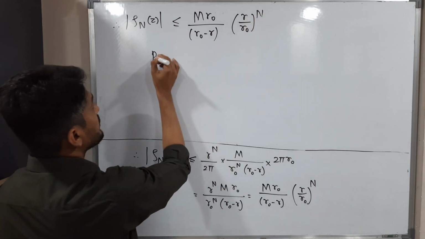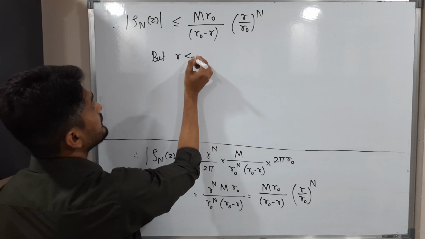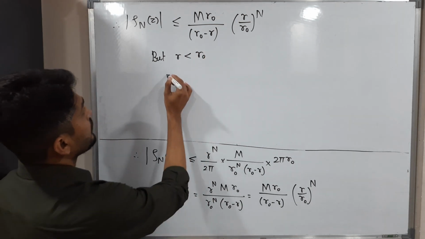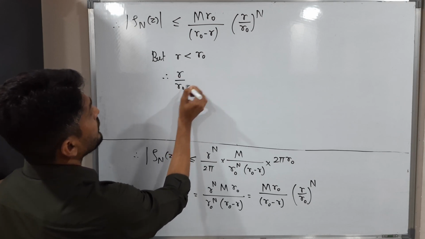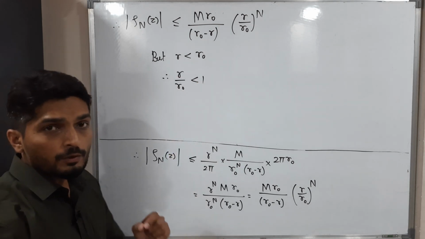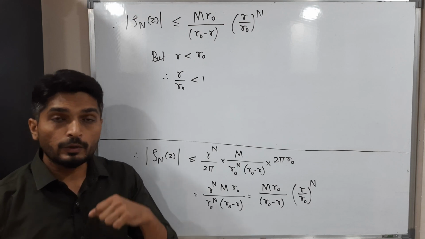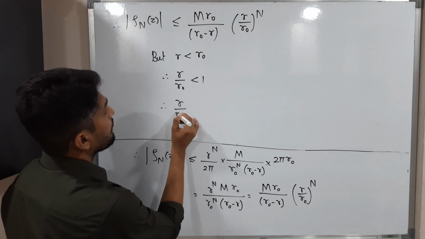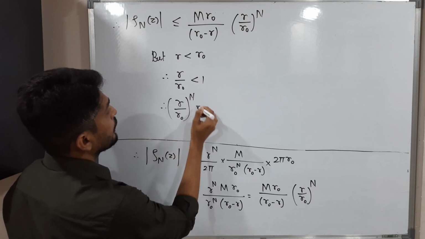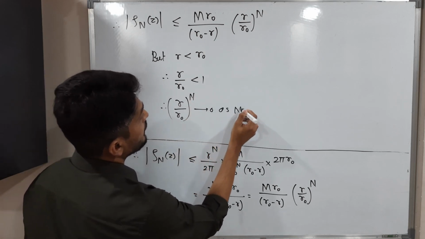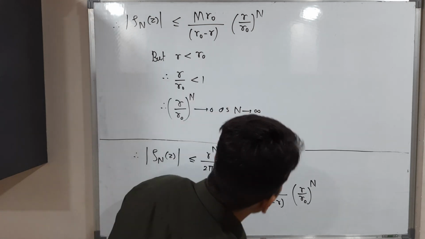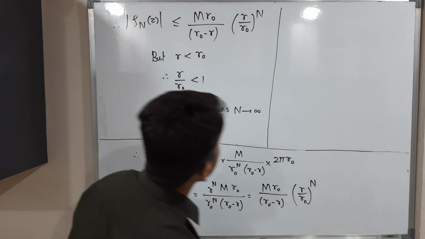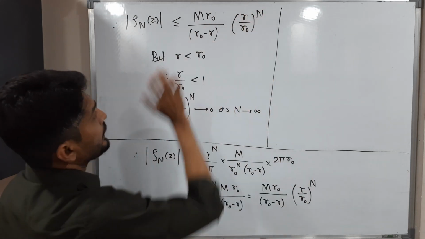Basically r is less than r naught, so r upon r naught is less than 1. If you have any number less than 1 and you take its higher power, it will go to 0. Therefore r upon r naught raised to n will go to 0 as n tends to infinity. See, this number goes to 0, and 0 into anything is 0.